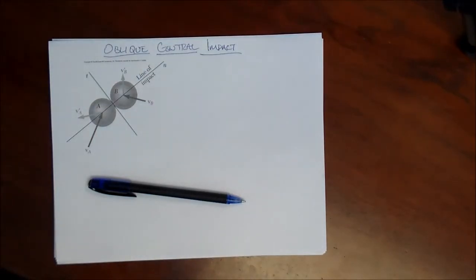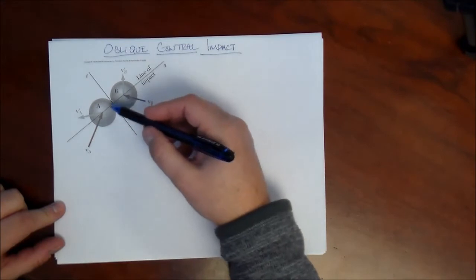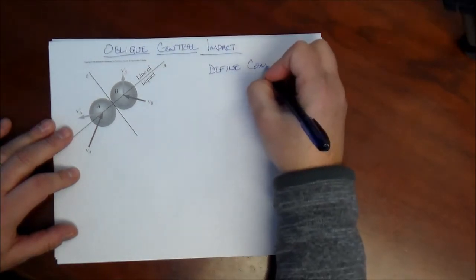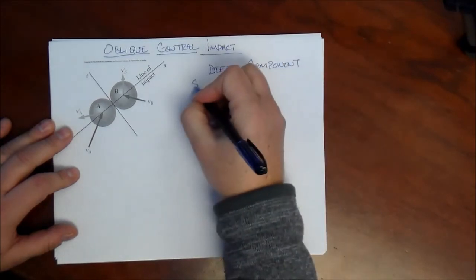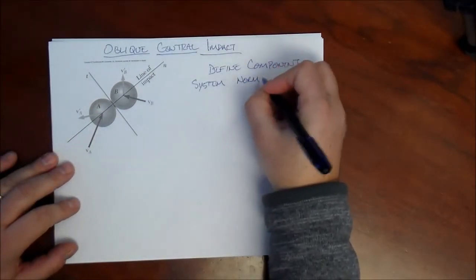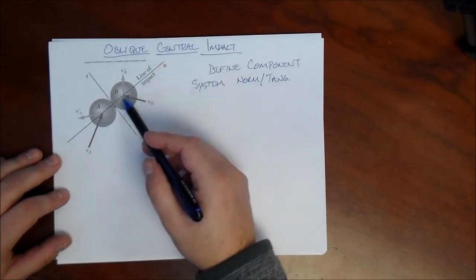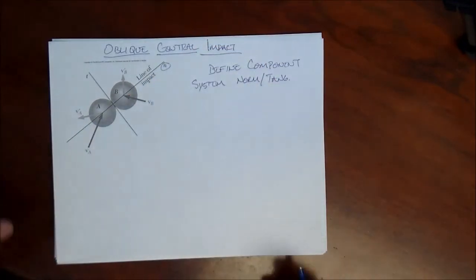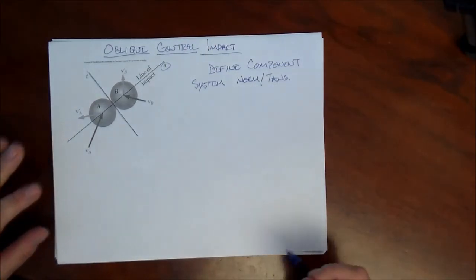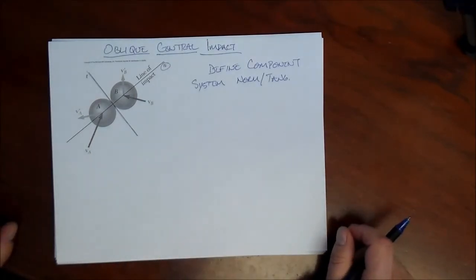Next, let's consider oblique central impact. This is the case where two particles collide and their initial velocities are not along the line of impact. So in this case, we define a component system. And we call them, somewhat unfortunately, normal and tangential. The normal direction is just the same as the line of impact. So here's the line of impact. It's also the normal direction. So it's the normal to the two contacting surfaces. And then perpendicular to that, we have a tangential direction. And so we use this component system when splitting up the components of the vectors. As you'll see in a moment, it's a convenient way to split it up.